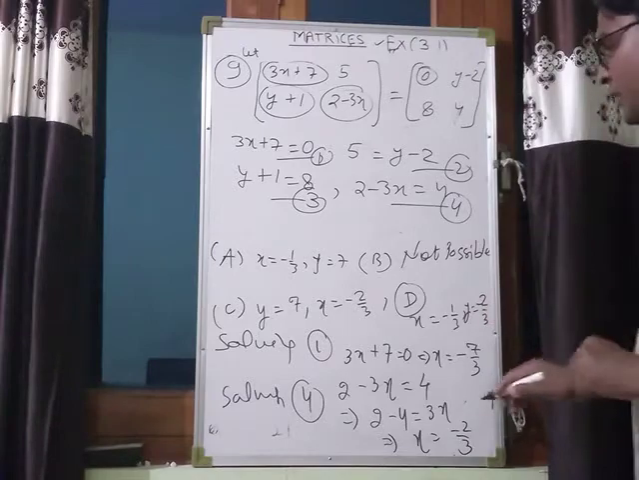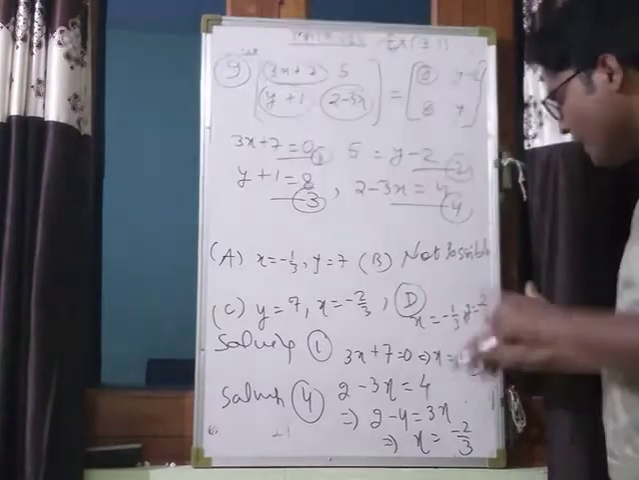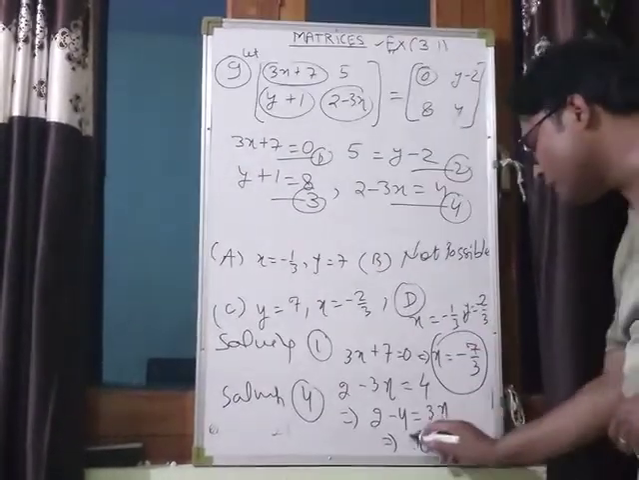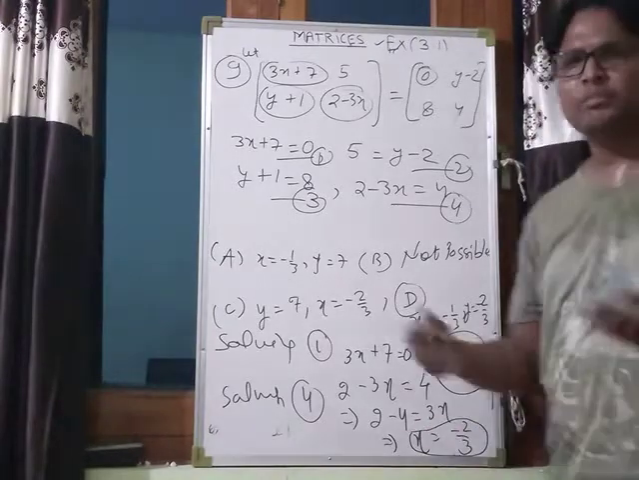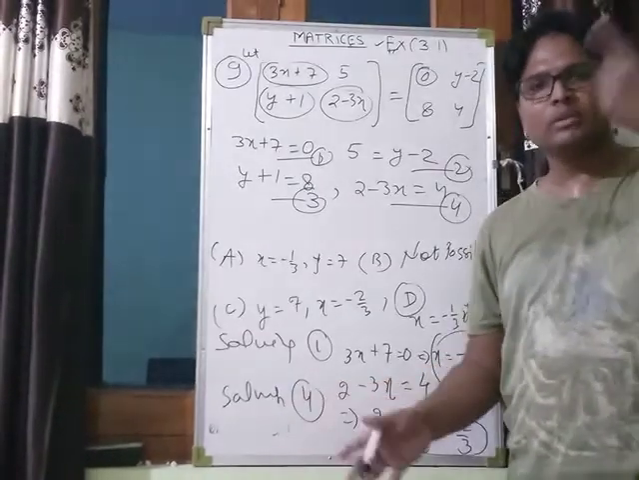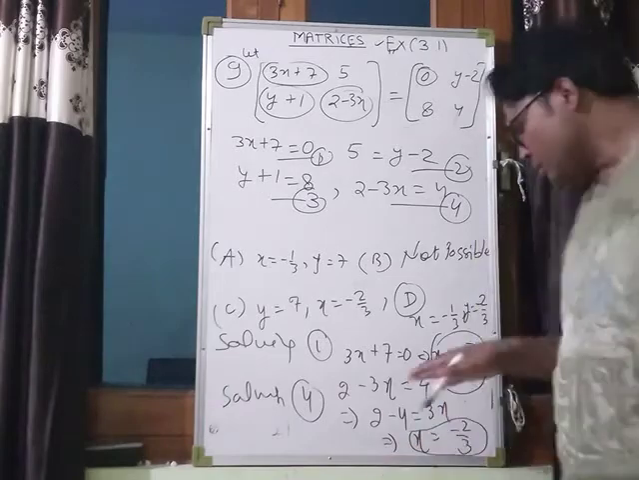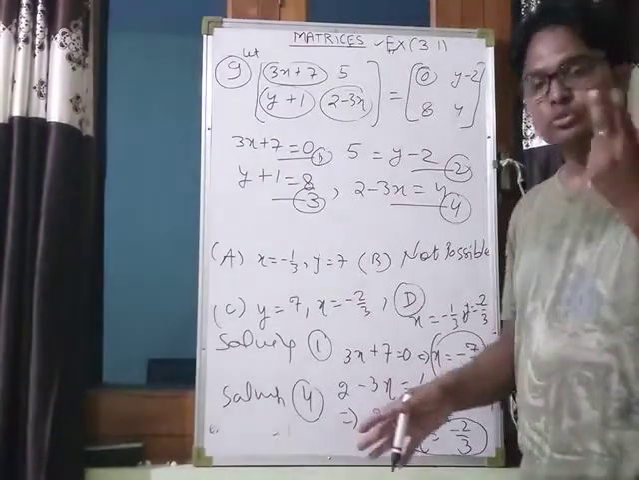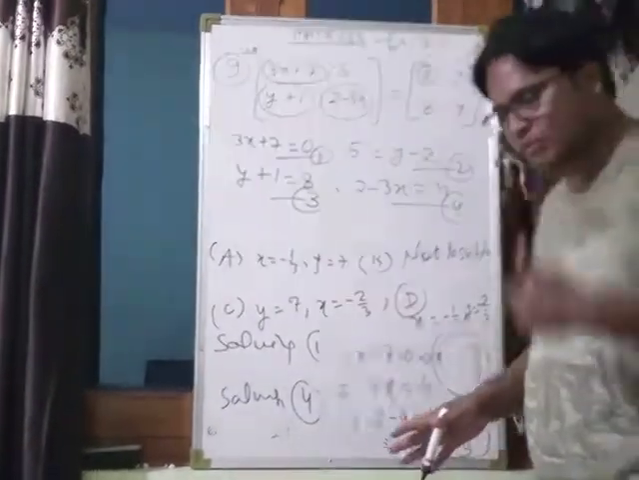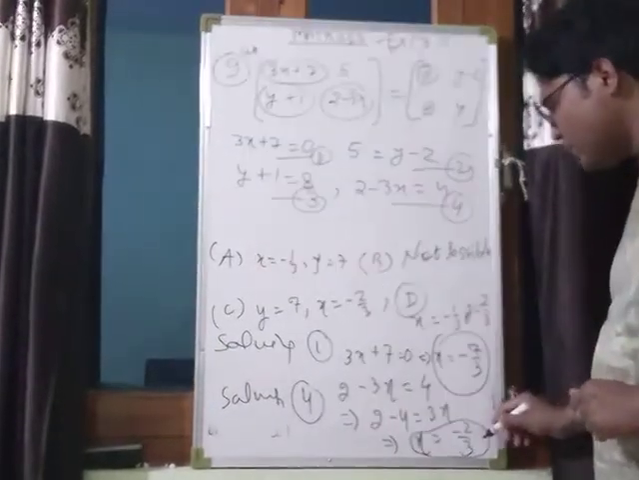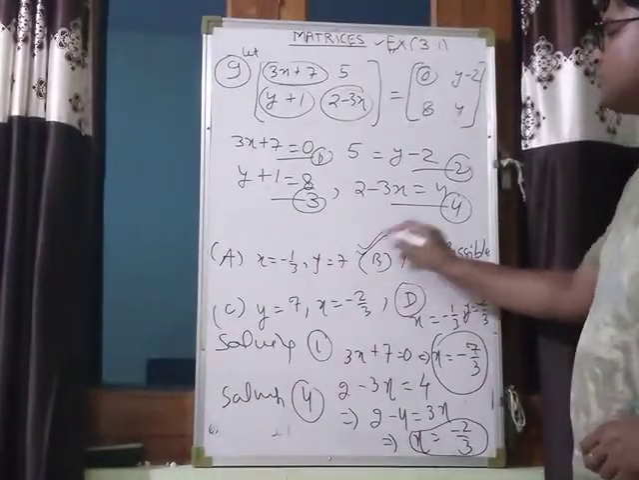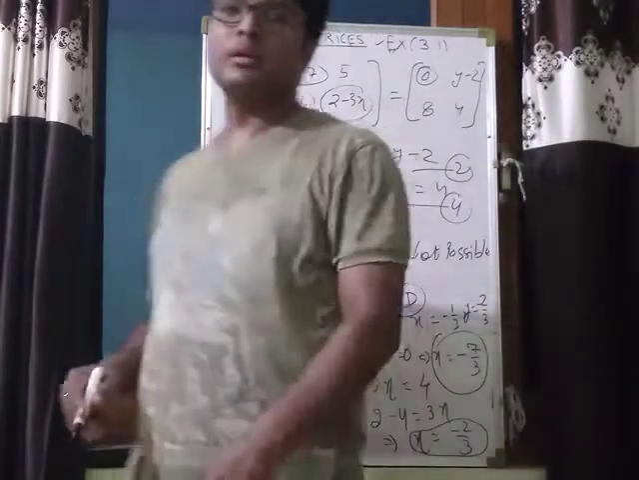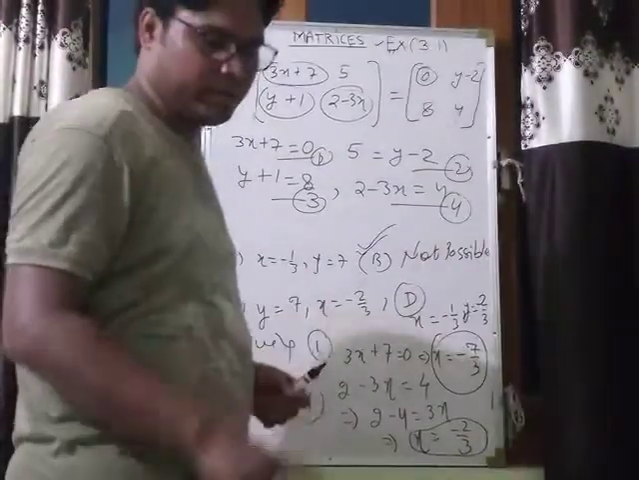Okay, so you can see in the same situation the value of x is minus 7 by 3 and x is minus 2 by 3. So it is not possible. x cannot have only one value, here x becomes two values. Clearly it is not possible. So question number 9, option number B is correct.